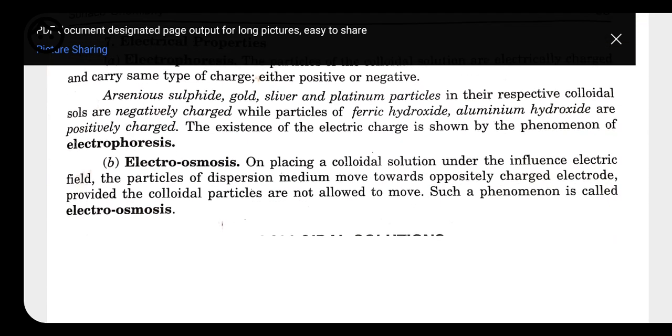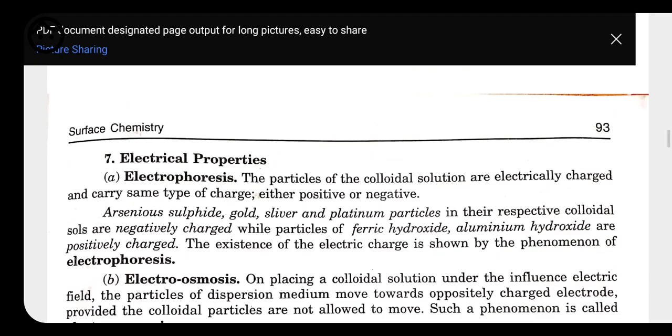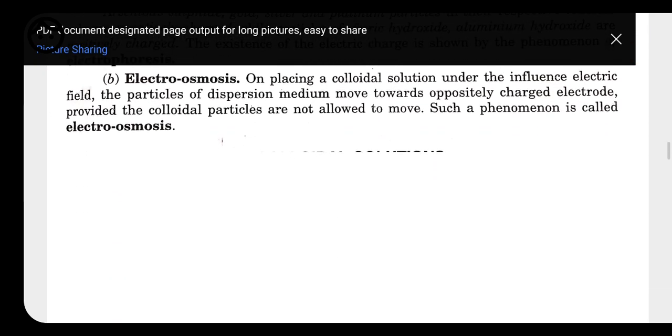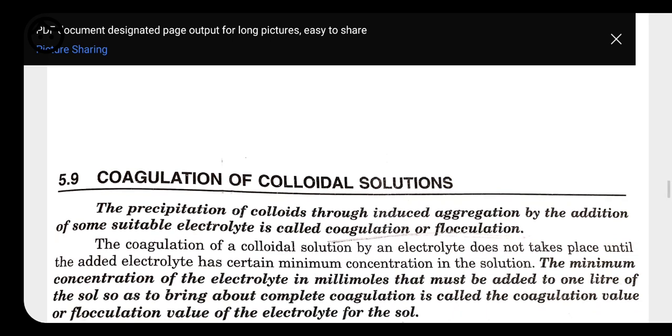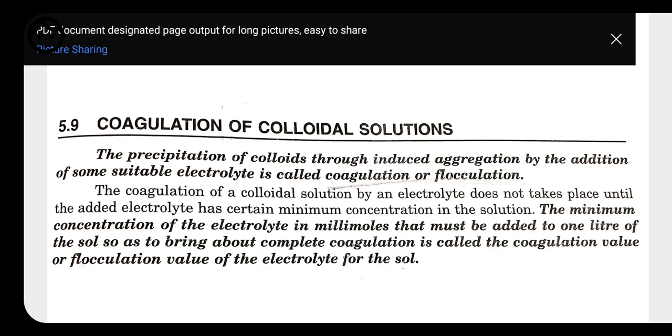These are the various properties of colloidal solution. Next we have coagulation of colloidal solution. What do you mean by coagulation? We can define it as the aggregation of the particles of colloids. This aggregation can take place only because of the addition of an electrolyte. If we are not adding an electrolyte, then coagulation cannot take place. So coagulation of colloidal solution can be defined as the precipitation of colloids through induced aggregation by the addition of some suitable electrolyte, and it is called coagulation or flocculation.